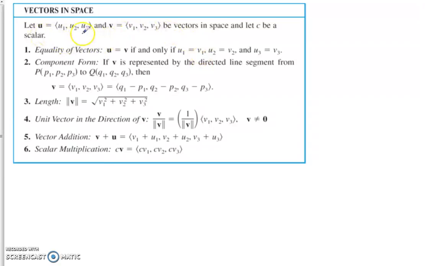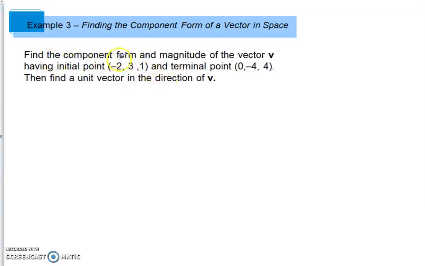We have vectors in space. And this talks about the magnitude, I want you to read through these. All of these are basically the same thing. We've just added a third dimension to it, and everything else looks exactly the same. Look it over. It says, let's find the component form and magnitude of vector v having initial point -2, 3, 1, and terminal point 0, -4, 4. So first, of course, we need to find vector v.